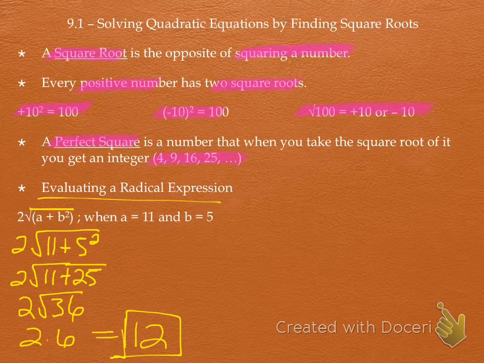What I have to do is treat a radical sign or a square root sign like it's parentheses in my order of operations. So I'll do what's underneath the square root sign first, and then move on to what's outside once I take the square root.